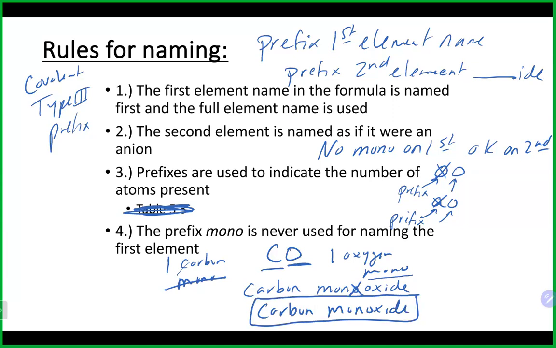Any questions on that there? They really are the simplest in the sense that you don't have to figure out any type of charging or balancing anything. You literally just need to figure out how many you have, which you can find from the formula, and pick the right prefix, and obviously avoid those three rules. Any questions on that?